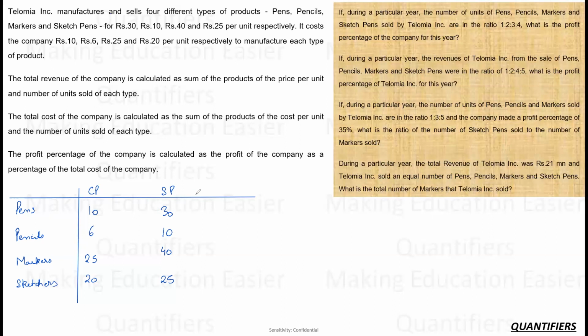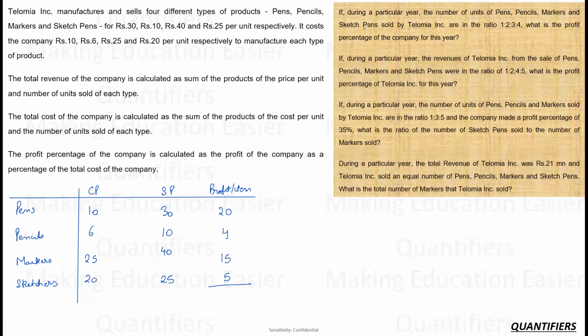Now, what is the profit per item? See, in these types of questions, just to make our life easier, we can use this very easily. Profit per item: 30 minus 10, 20. 10 minus 6, 4. 40 minus 25, 15. 25 minus 25. These are the items that are generating profit for us, right? Now let's see the first question. There is no other information given.